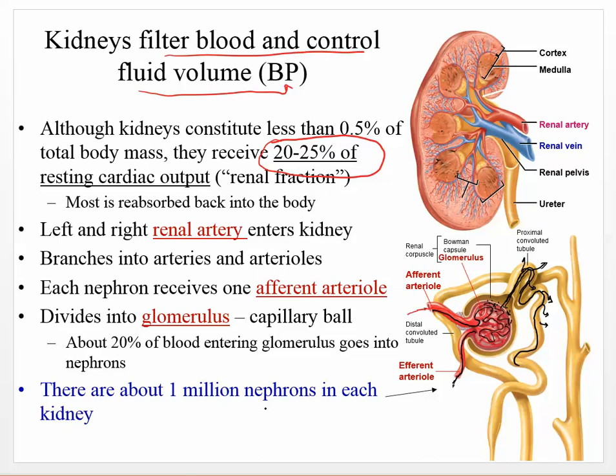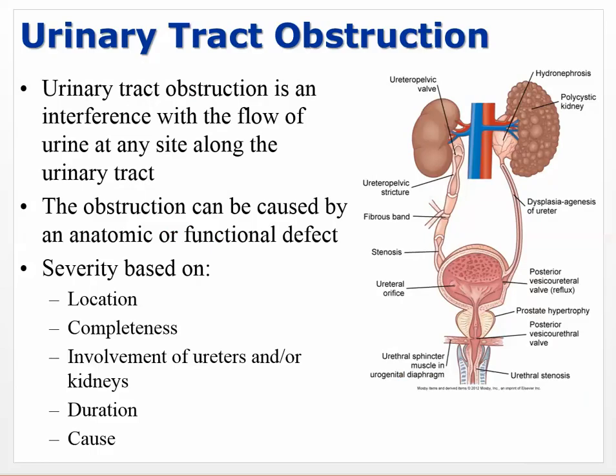There are about 1 million of these nephrons. So when we talk about kidney disease or kidney failure, what happens is these nephrons go away one by one, and the kidney will atrophy, and then you're not able to do that filtration. So to start, we're going to start with the urinary system.